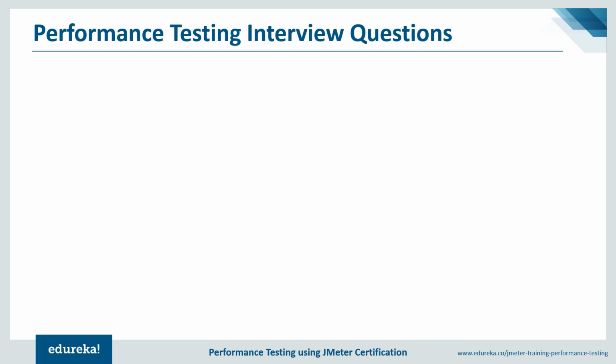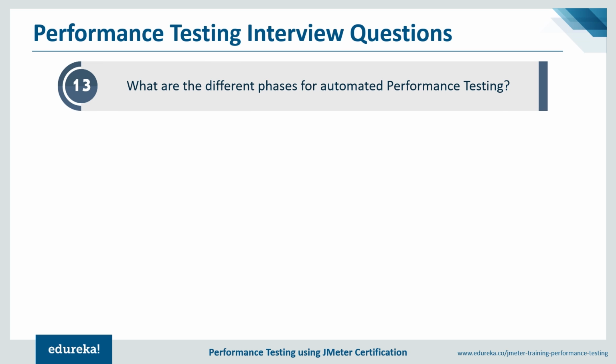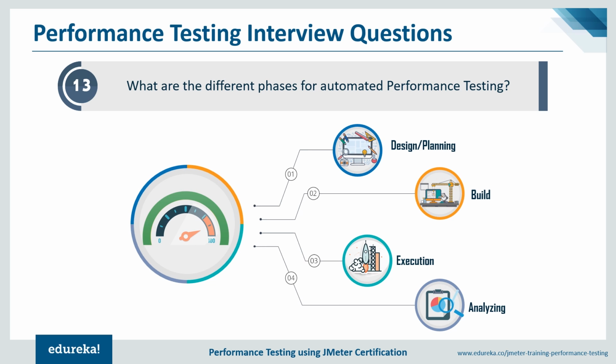Now moving on, the next question is, what are the different phases for automated performance testing? Now the first phase is design or planning. What are the most important parts of the system you are testing and how do the critical components impact performance and the user experience? A handful of API endpoints are most critical to the performance of your system. Testing your production environment requires additional planning to avoid disruption of your business. So it is very important to design or plan your performance testing beforehand.